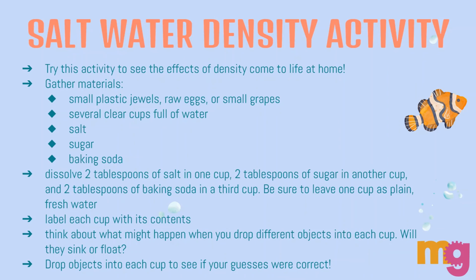Feel free to try this activity at home to see the effects of density come to life. The materials you will need include small plastic jewels, raw eggs or small grapes, several clear cups full of water, salt, sugar, and baking soda. You can go ahead and dissolve 2 tablespoons of salt in 1 cup, 2 tablespoons of sugar in another cup, and 2 tablespoons of baking soda in a third cup. Be sure to leave 1 cup as plain, fresh water, and label each cup with its contents.